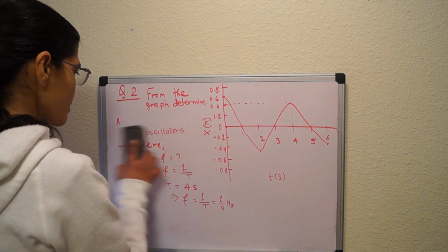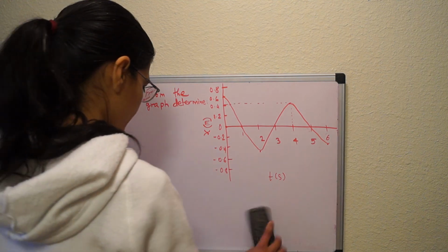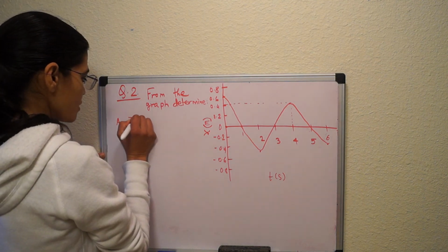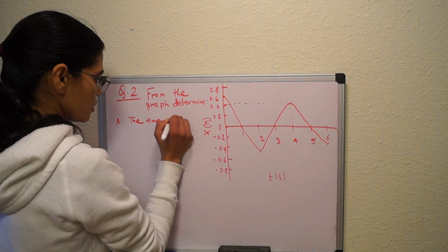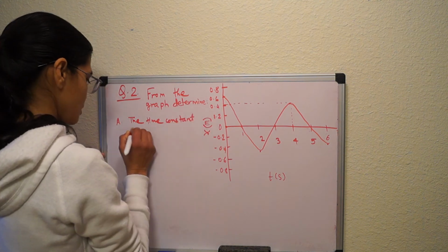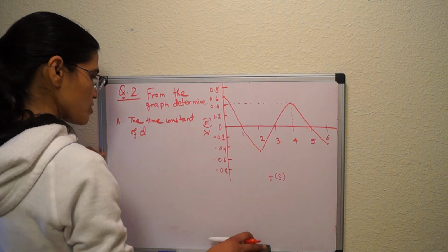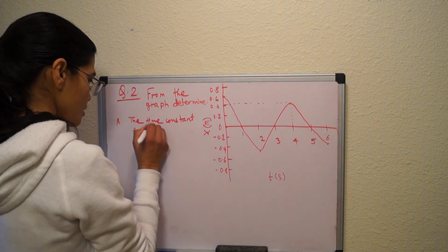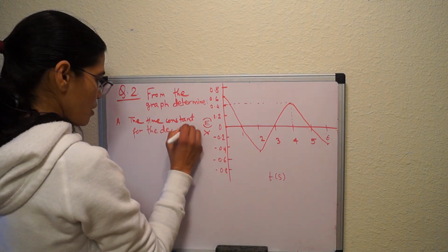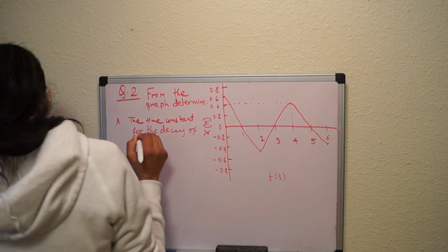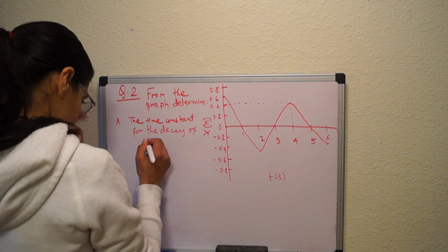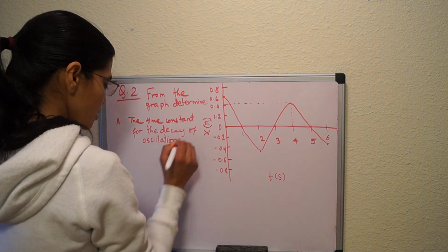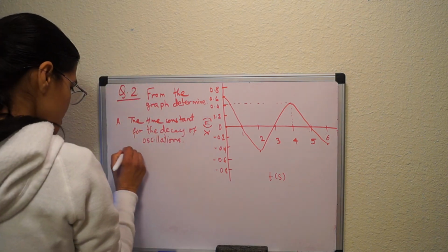Okay, so another thing you want to determine is the time constant for the decay of oscillations. So when it's a time constant, what is it asking here?